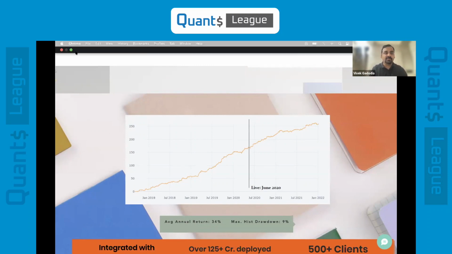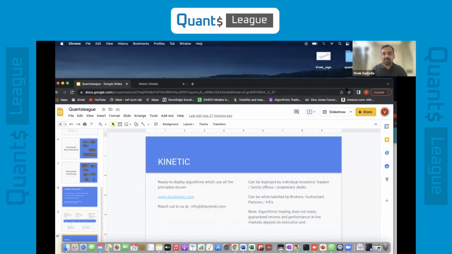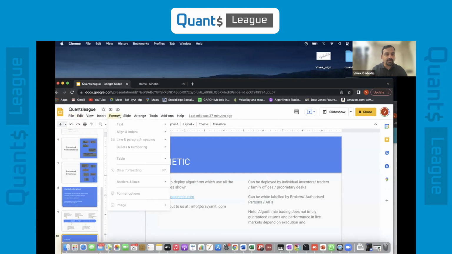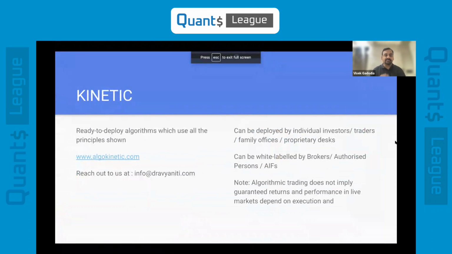Right, so this is about it. And it can be used by individual investors, traders, family offices, prop desks, brokers. This can be white labeled by brokers and authorized persons. F can white label the solution.